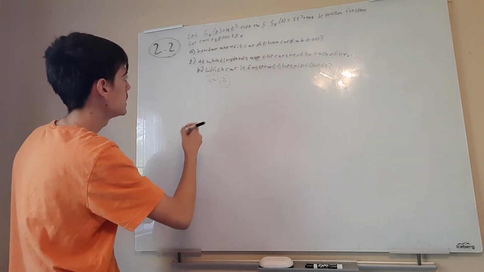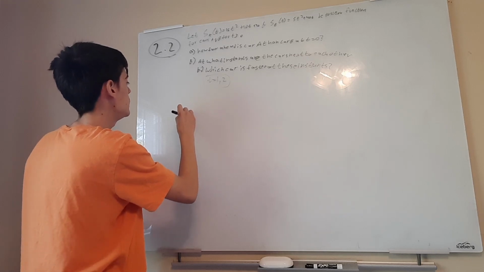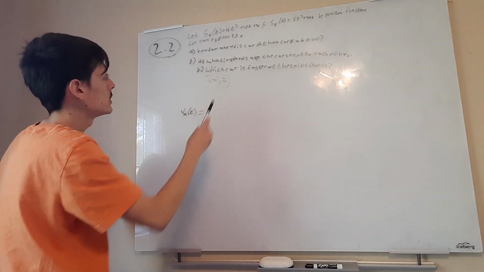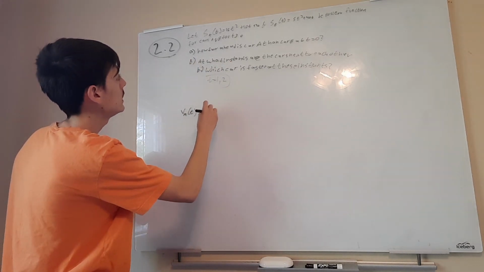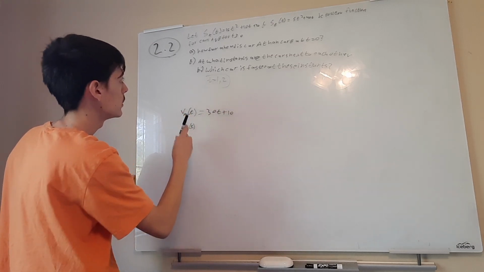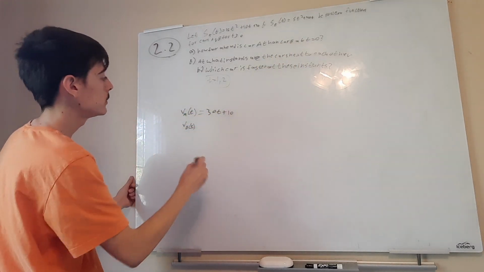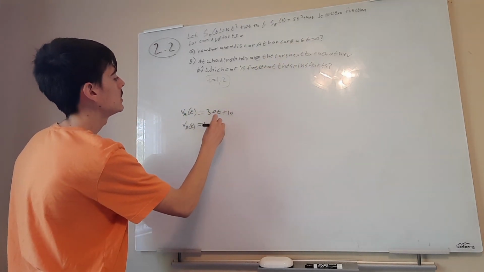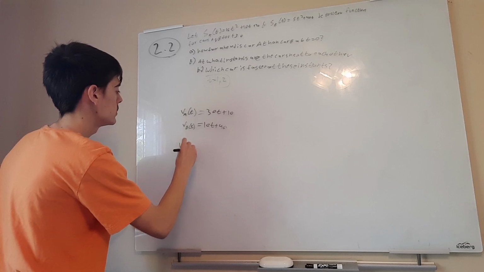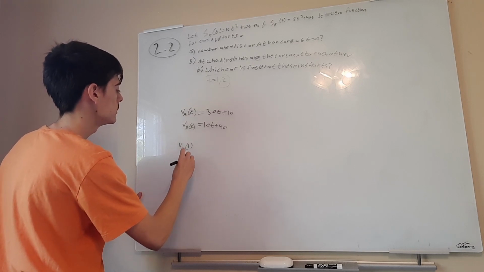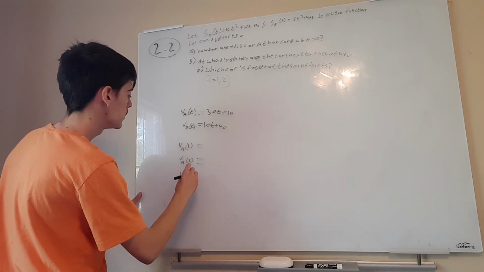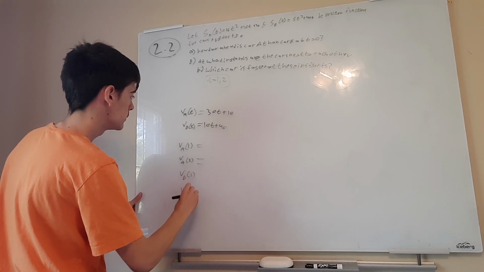So S sub A of t is our position function for car A. So V sub A of t would be our velocity function for car A. Taking the derivative of our position function for car A, we would get 30t plus 10. And if we took our position function for car B, which is up here, and took the derivative of that, we would get 10t plus 40. So now what we just need to do is plug in 1 and plug in 2. So VA of 1 and VA of 2, and then we would need VB of 1 and VB of 2.